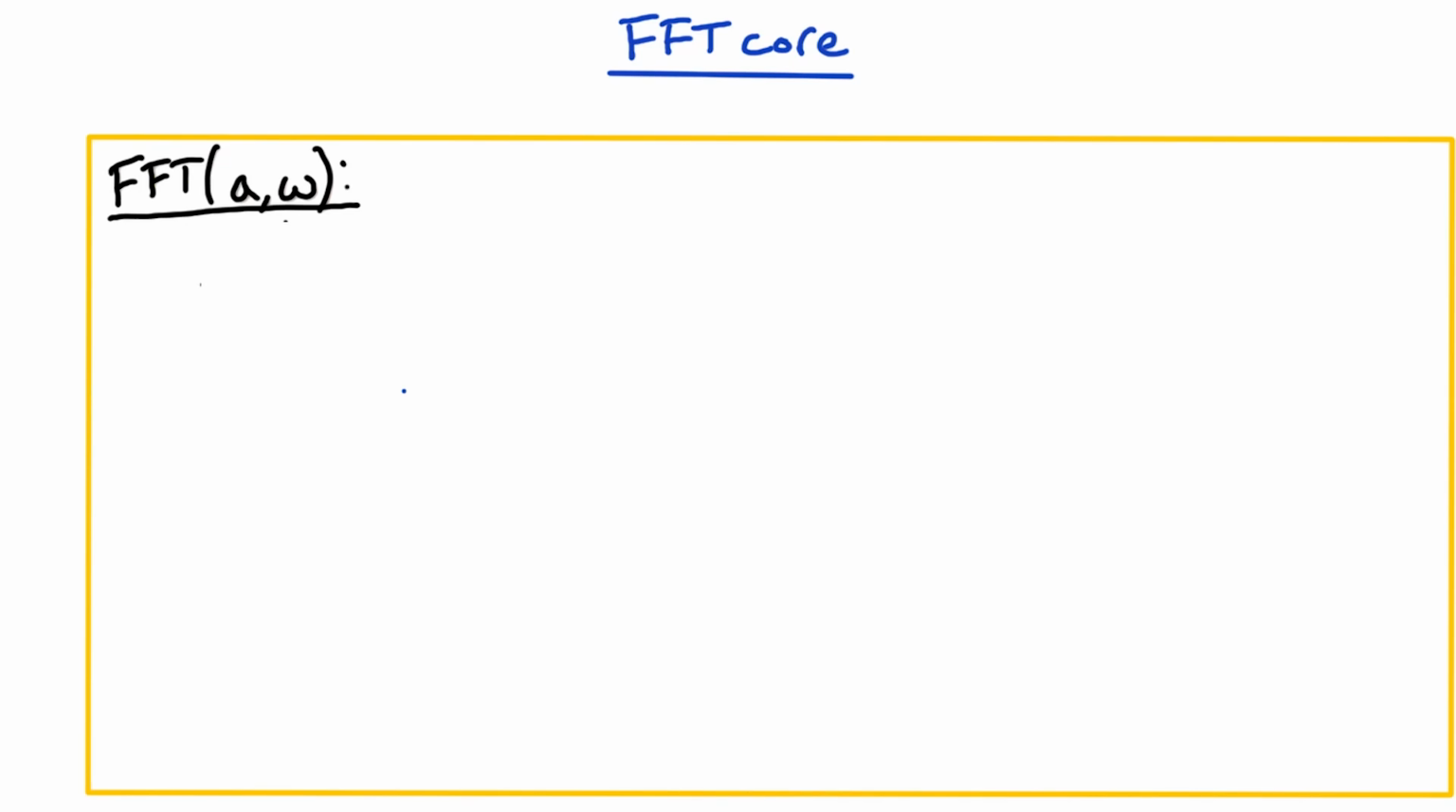Now let's dive into the FFT algorithm. It's a divide and conquer algorithm, so let's start with the base case. The base case is when n equals 1. What are the roots of unity in this case? Well, it's just 1. So we can simply return a evaluated at the point 1.